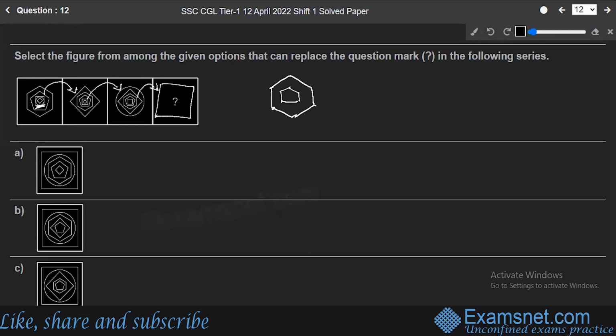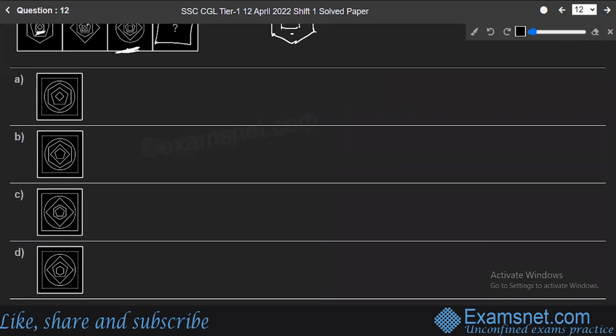So if you look at the inner figures very carefully, you will find a pentagon which is surrounded by a hexagon, and which has a square on the outside, obviously. Why? A, B, C, D, all are having the squares on the outside. But the pentagon which is surrounded by a hexagon is only in option C. Here is a pentagon which is surrounded by a rhombus. Here is a different figure. Here is again a different figure. Option C is the one which has a square on the outside.